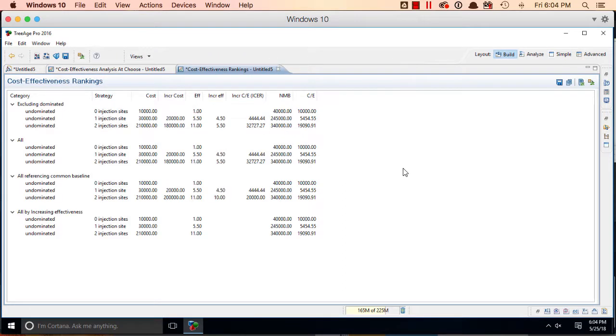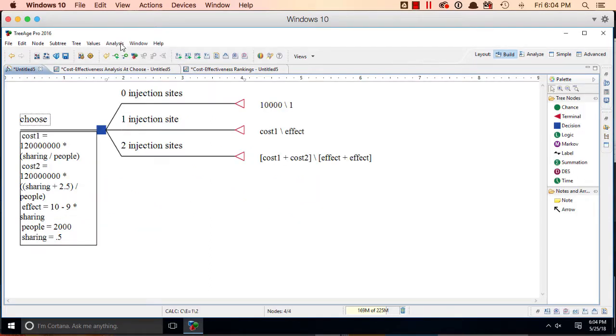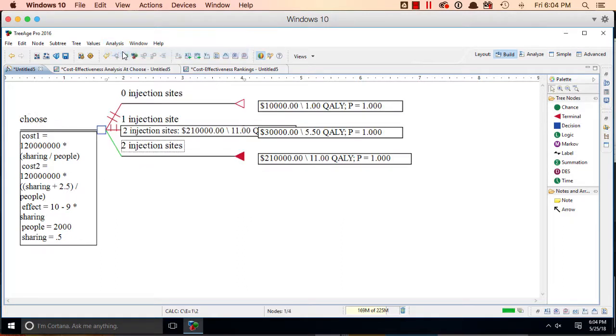And you can see that in the base case scenario where we set the number of injection drug users equal to 2,000 and the risk of needle sharing equal to 0.5 or 1/2 or 50%, that 2 injection sites is the most cost-effective option. You can see that ICER of 2 injection sites is $32,727. That's less than $50,000. So it's going to scale up the supply curve all the way from 0 injection sites to 1 injection site to 2 injection sites. And in that base case scenario, with people equal 2,000 and sharing equal 0.5, we'll recommend 2 injection sites because the ICER is less than $50,000, and it has the highest net monetary benefit of those different options if you go back to that table. So it snips off 0 injection sites, snips off 1, and is recommending 2.